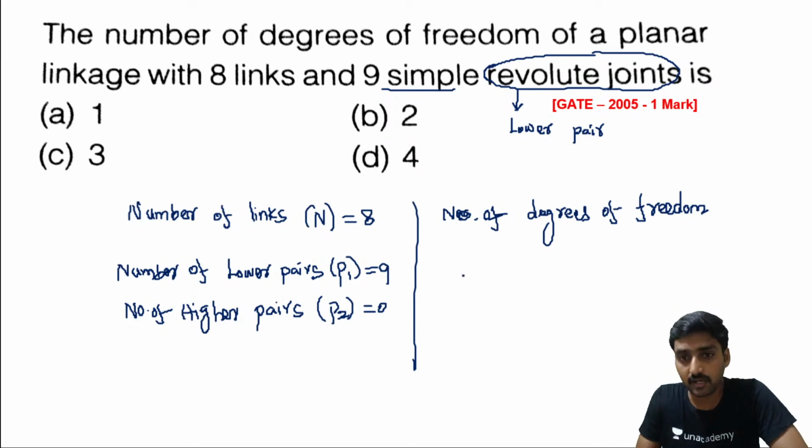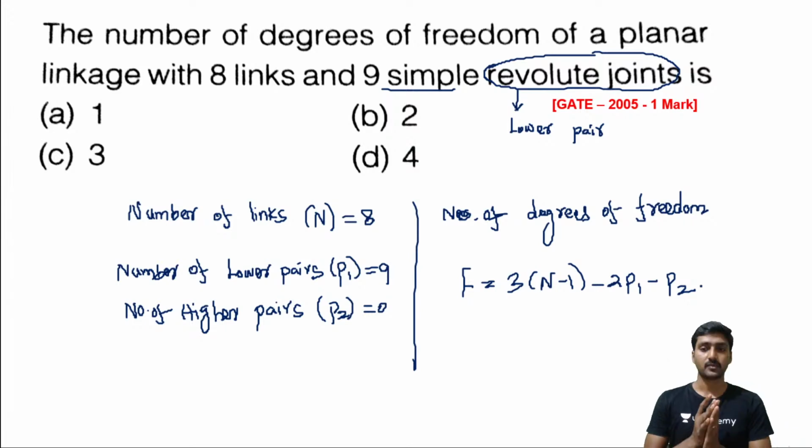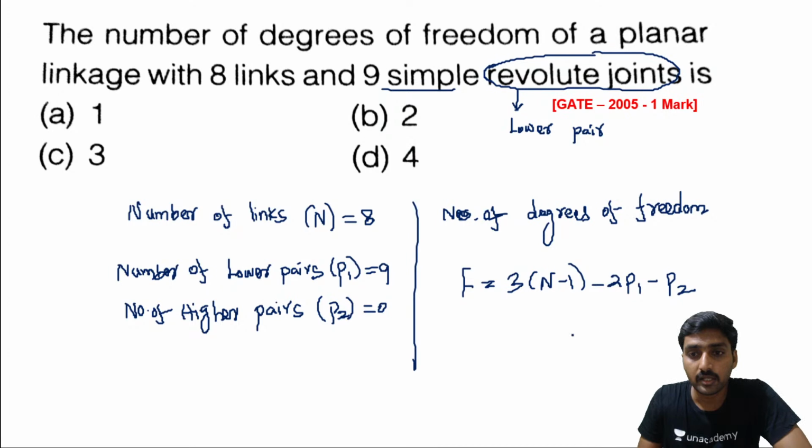Number of degrees of freedom, F is equal to 3 into (n minus 1) minus 2 into P1. P1, number of lower pairs. What is meant by lower pair? Surface or area contact is called a lower pair. P2, number of higher pairs, is line or point contact. Gears, cam, all are higher pairs.